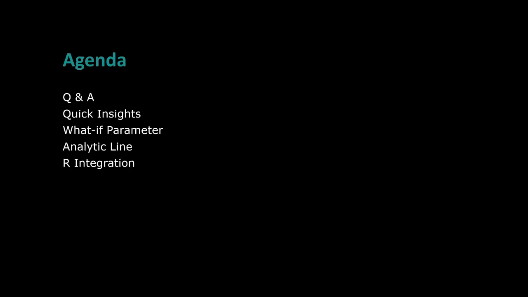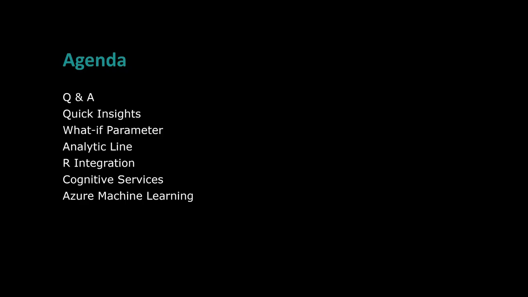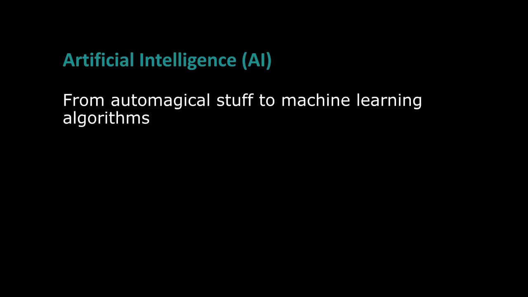So for the agenda, I chose a lot of stuff. The agenda is full packed with Q&A, quick insights, what if parameter, analytic line, R integration, cognitive services, Azure Machine Learning. And the definition of AI for this is not a very scientific definition, but what I think AI is, is everything which helps me from the tool. So everything Power BI can make my work easier, this is considered as AI here.